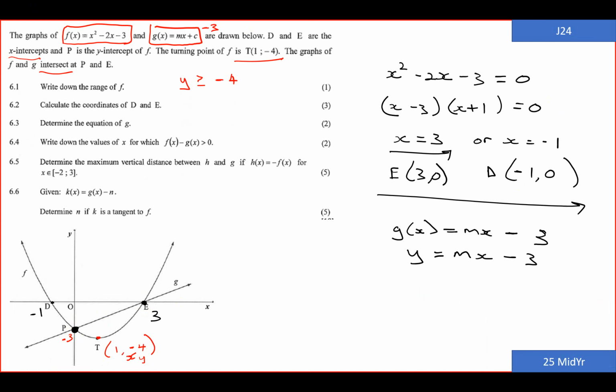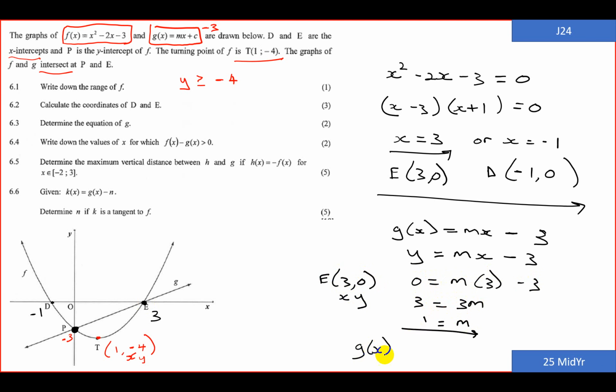So if I take any point on the graph, I'm going to take E. E is the point (3, 0), which is your x and y. And your y value is 0 into m. And then we get 3m is equal to 3, and therefore m is equal to 1. And therefore our g of x equation will become mx, which is 1x, plus c, which is negative 3. So we get y is equal to x minus 3.